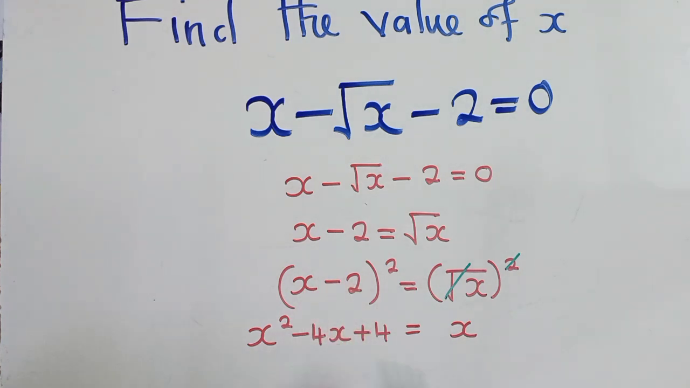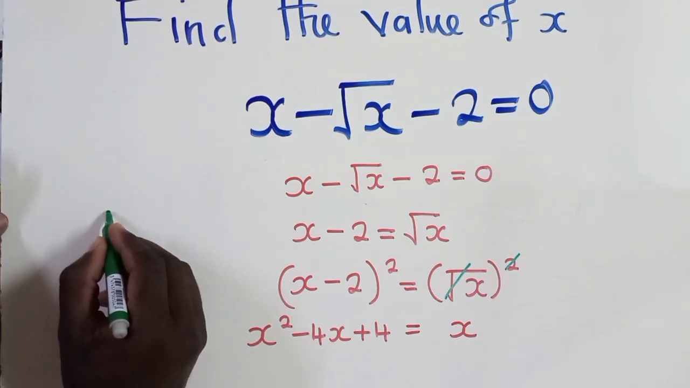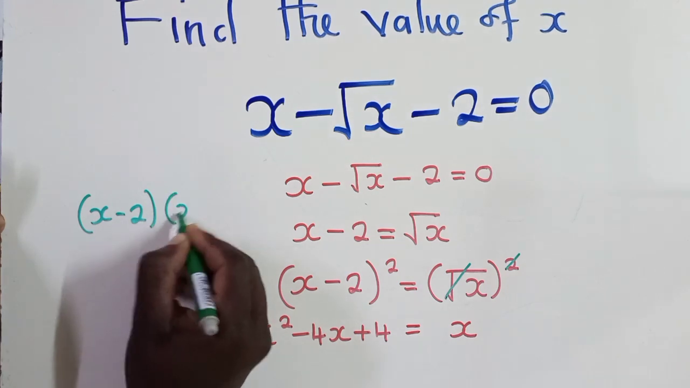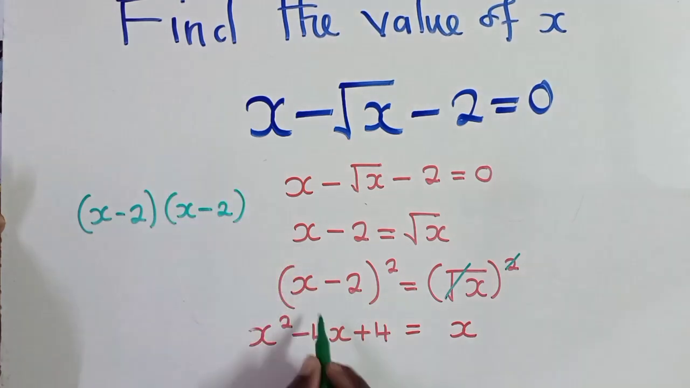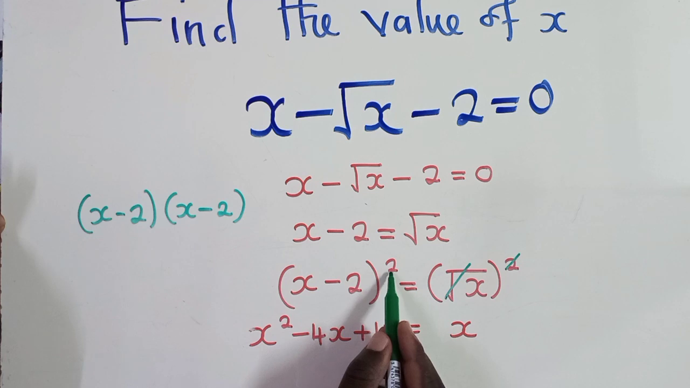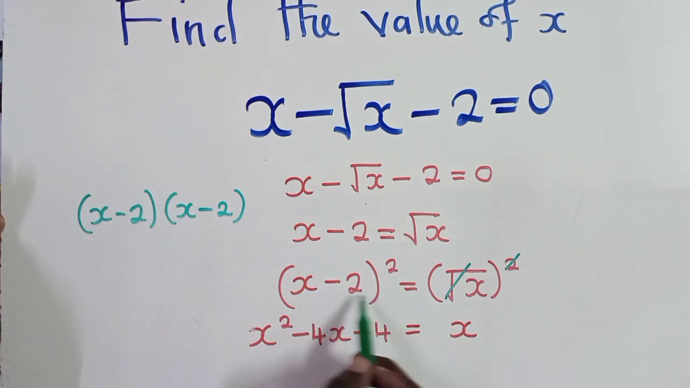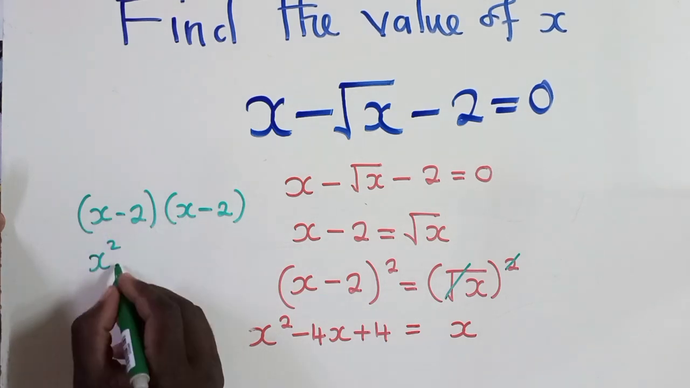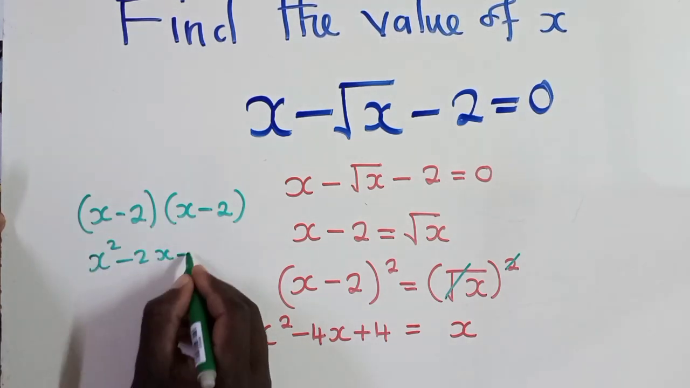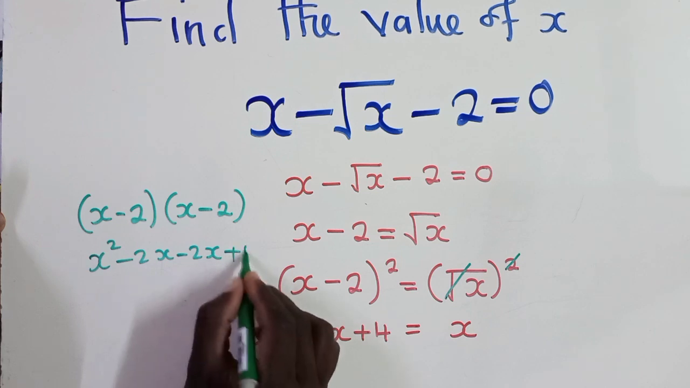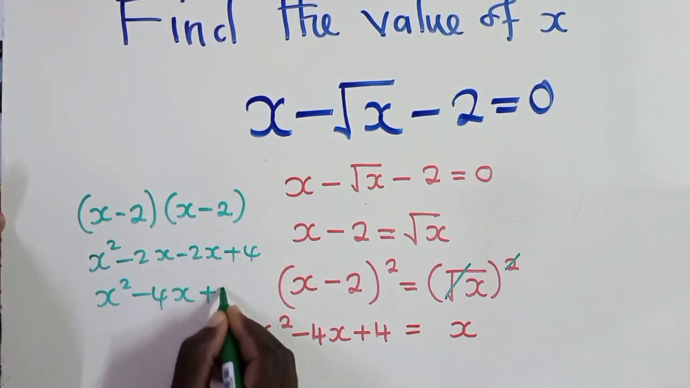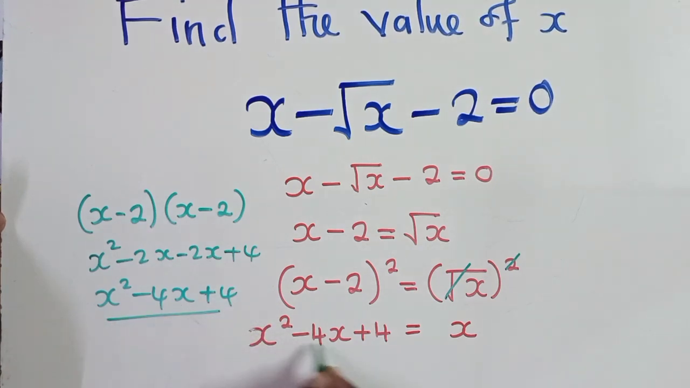I just multiplied. In case you don't know what I did, I just got x minus 2 times x minus 2, because of the power 2. This power 2 means multiply this by itself. So here we shall get x squared, like that, and when you multiply here, we shall get this, and our final result will be like this. So this is what I did.